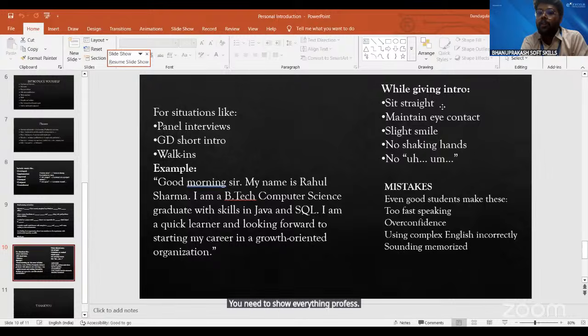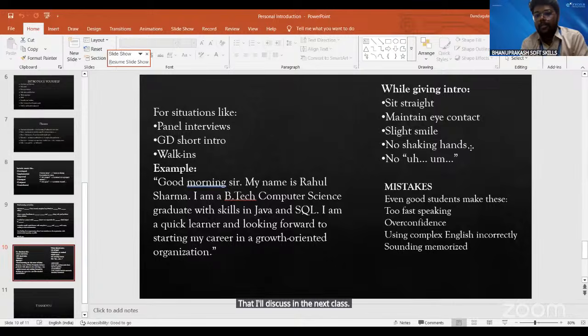It's not only about what you speak. It is also important to behave properly with your body language, right? And maintain proper eye contact and a slight smile. Everyone keeps saying that we need to smile. What's the purpose of this smiling? That I'll discuss in the next class.